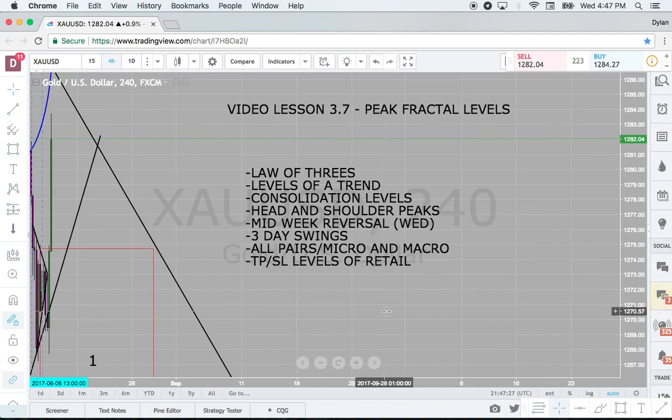But anyway, this happens on every pair. All pairs have different levels. They do form these levels, but each pair, as we know, is different and has different characteristics. Gold is a much more volatile pair than the euro, but if you analyze both of them, you'll see the same amount of levels in each pair and the same characteristics that I'm going to be showing to you here.